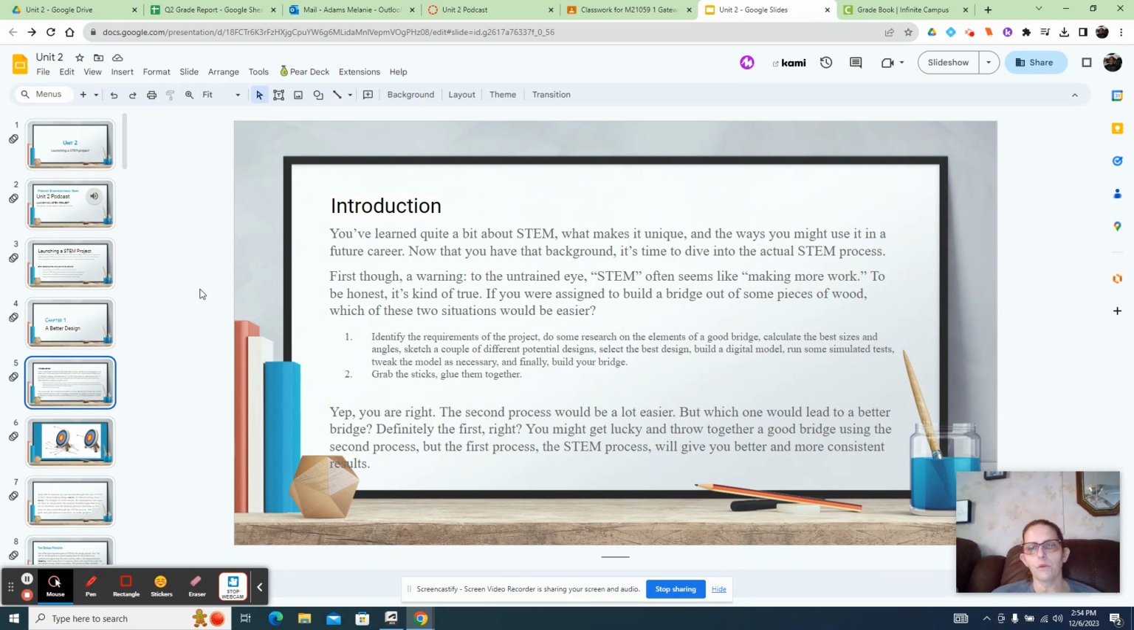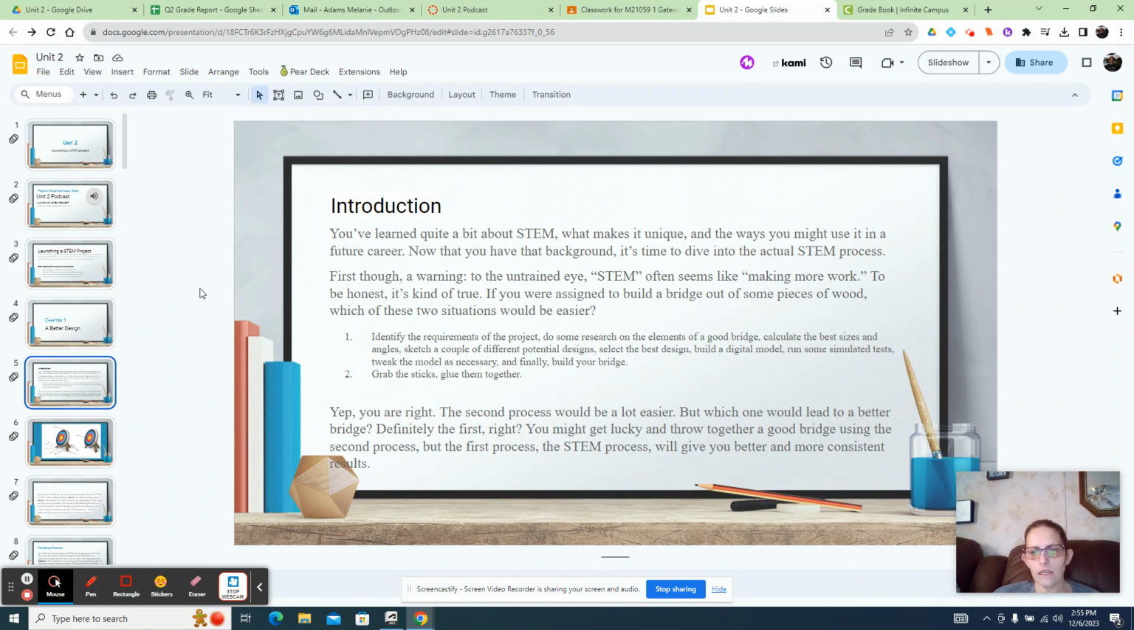If you were assigned to build a bridge out of some pieces of wood, which of these two situations would be easier? Identify the requirements of the project, do some research on the elements of a good bridge, calculate the best size and angles, consider potential designs, select the best design, build a digital model, run some simulated tests, tweak the model as necessary, finally build the bridge. Or grab some sticks, glue, and put them together, right?